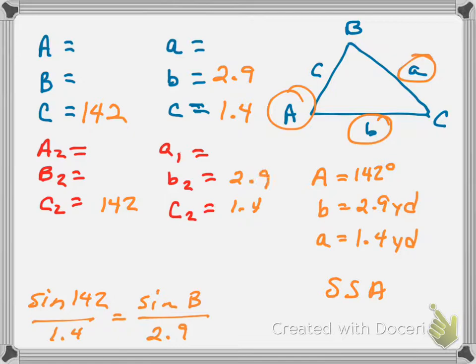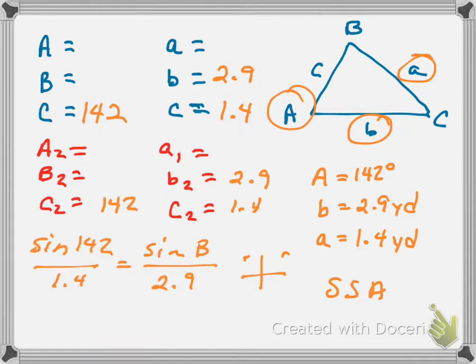All right, whenever we do a problem like this, we know there's going to be two answers because sine is positive in both quadrants. So let's see what happens on this one if I multiply and divide. When you multiply these two together and divide by 1.4, sine of B comes out to be 1.28.